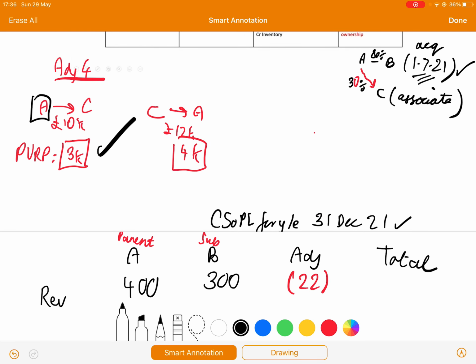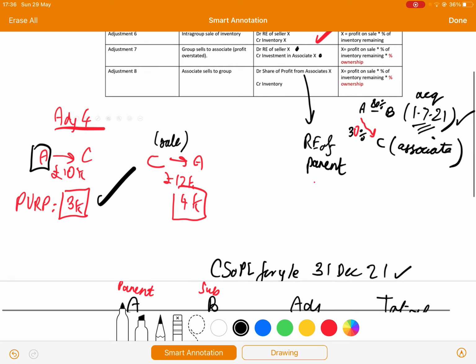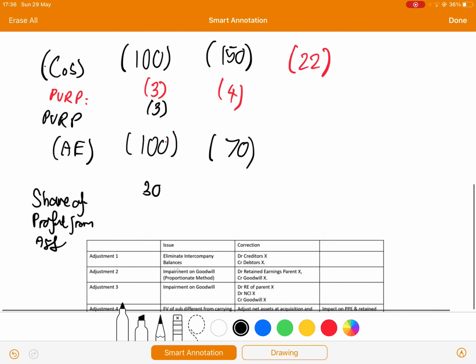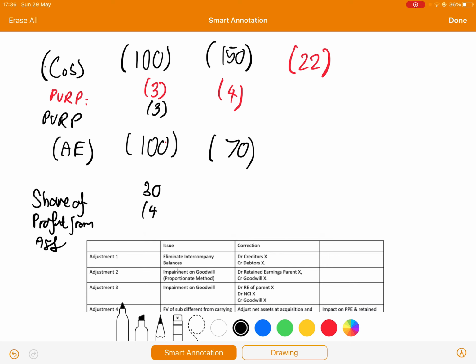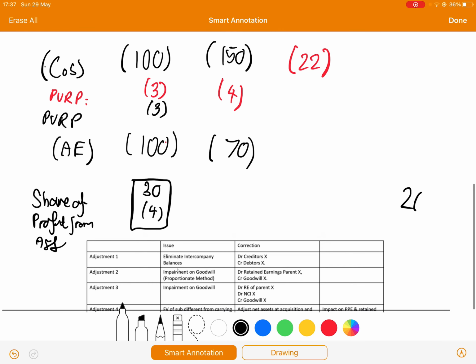Okay, so C is making the sale. What have we said that we need to do? Well, we debit the share of profit from associates, which ultimately feeds into the retained earnings of the parent, and credit inventory. So the 4k feeds into our profits from associate line. So then in our total, we're getting 26 for our share of profit from associates.